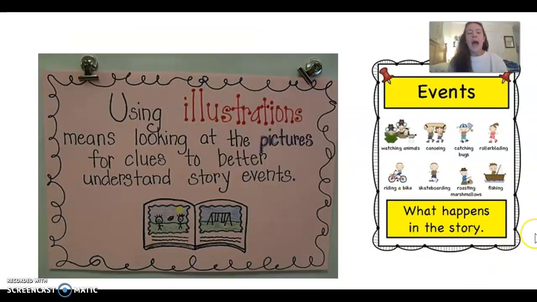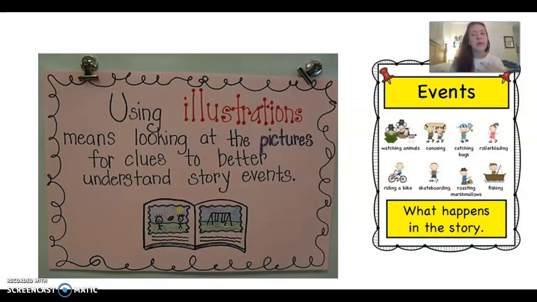So I know that we have talked a lot about illustrations and what that means. So what are illustrations? Illustrations are the pictures that are in our stories. So we have an author, and that's the person who writes the stories. And then we have an illustrator, and they're the person that draws the pictures or does the art for the stories.